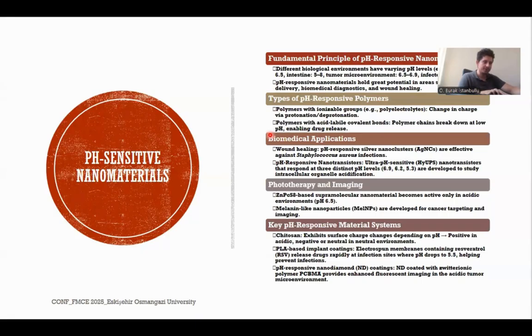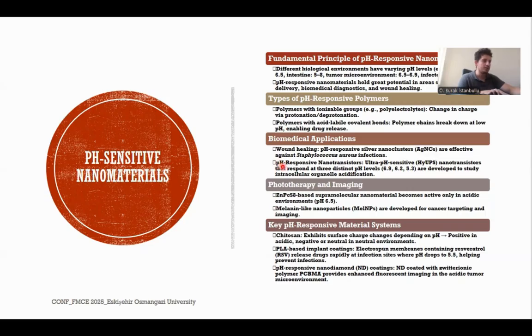Types of pH-responsive polymers include the polyelectrolytes that undergo protonation or deprotonation, altering their charge in response to pH. Others contain acetyl covalent bonds, which break down in acidic conditions, enabling targeted drug release. In wound healing, pH-responsive silver nanoclusters are effective against infections caused by bacteria.